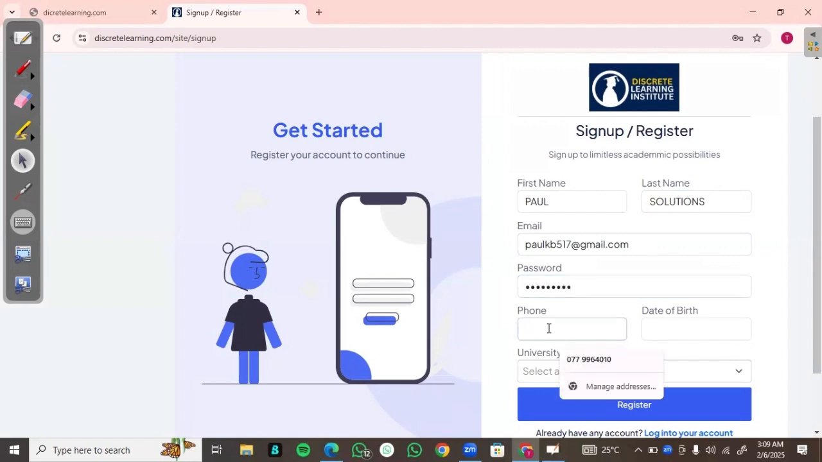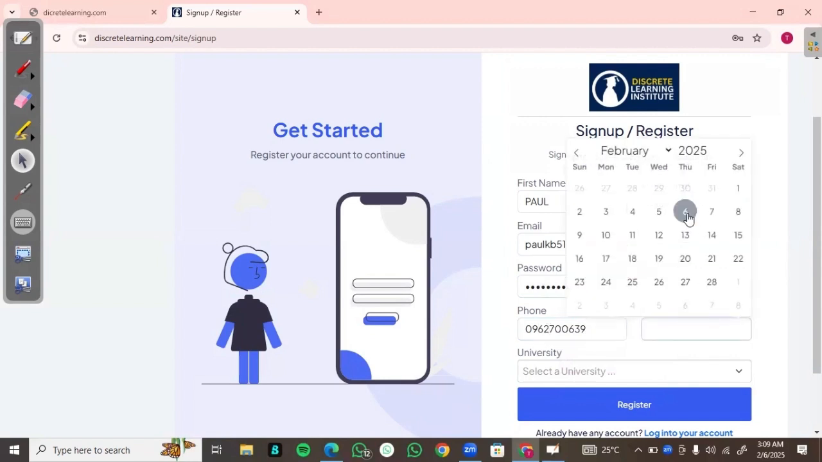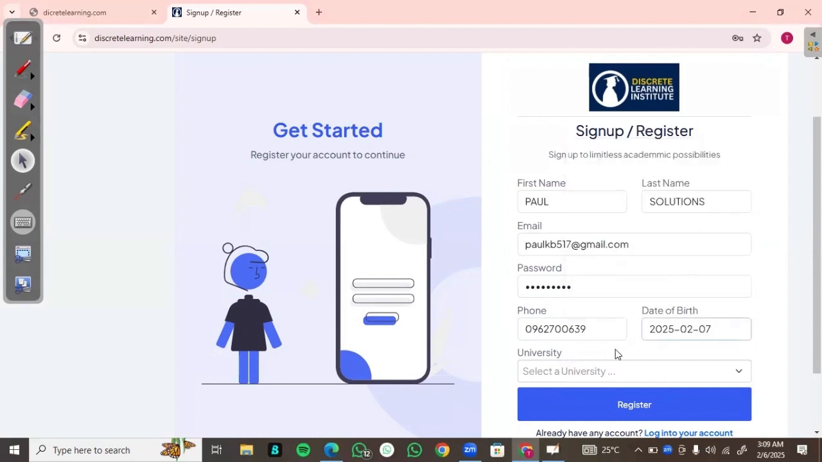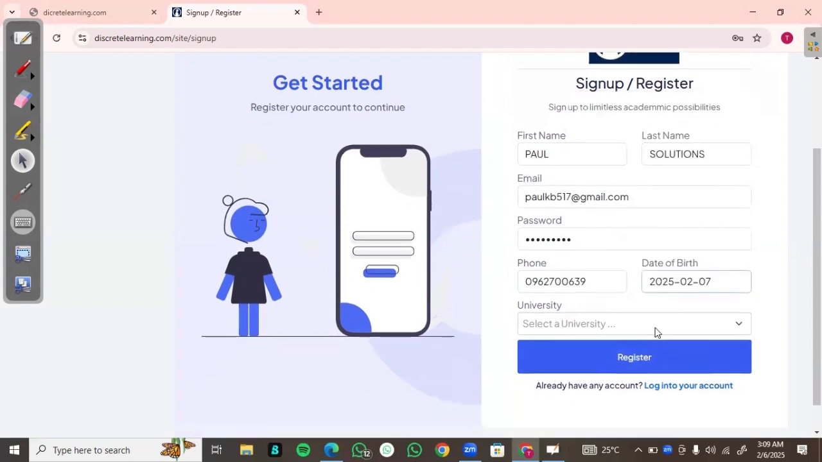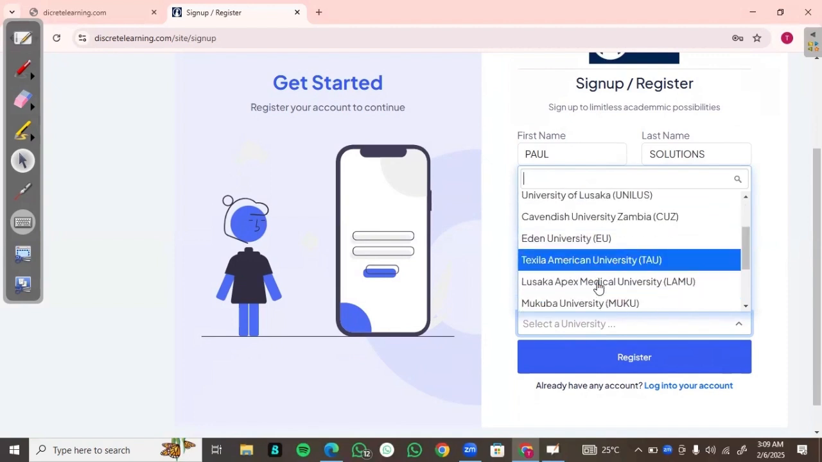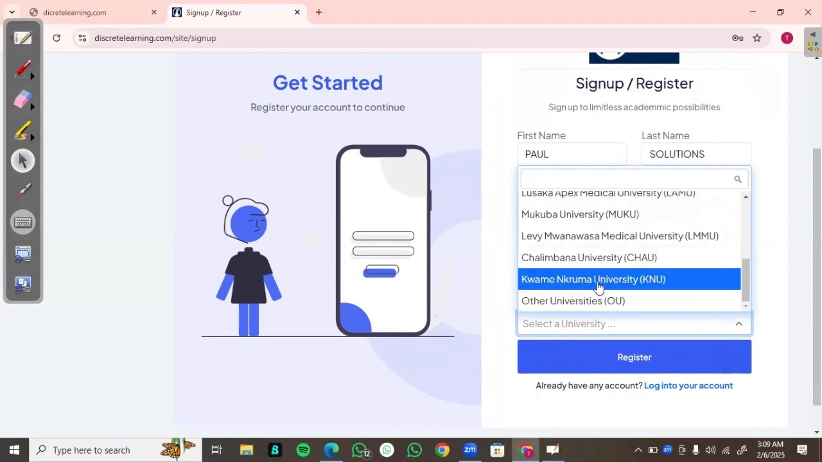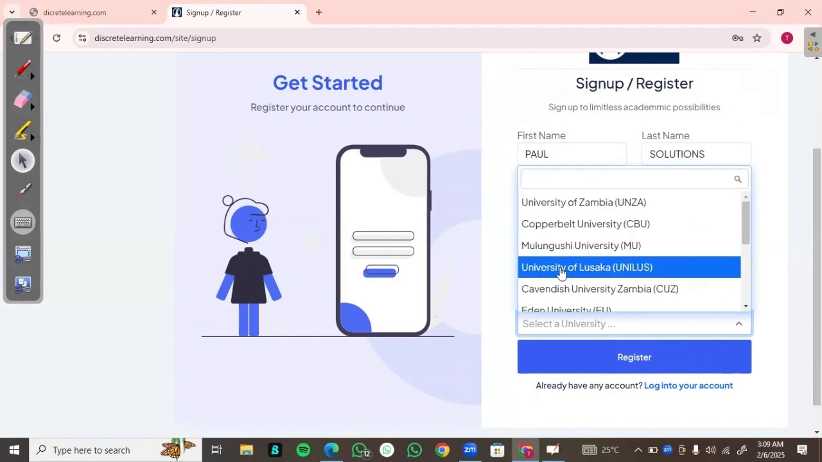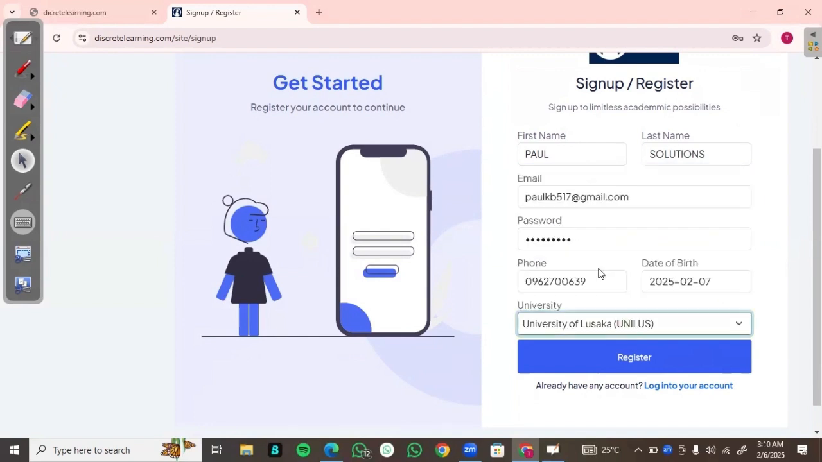Here you're going to type your phone number. Then here you put your date of birth. So I was born on 6th February 2025. You can put any date of birth there. Then here you are going to select your university. We have a lot of universities here. You can see there's Gonza, CBU, Mulungushi, Cavendish, all these universities. You click the university that you belong to. For example, I'm going to click University of Lusaka, and then you click register.